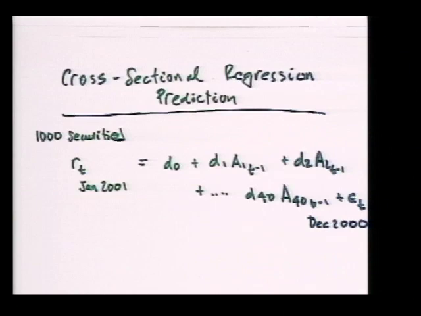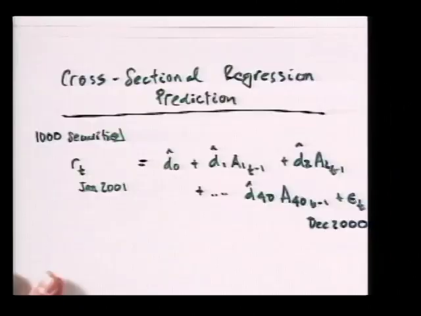So let's say we run this regression. We get estimates of D0, D1, D2, and D40, where that little hat represents the estimate. Then we simply observe the attribute January 2001, multiply the attribute by the coefficient, add the intercept, and we get predicted returns for February 2001. Everybody see that?